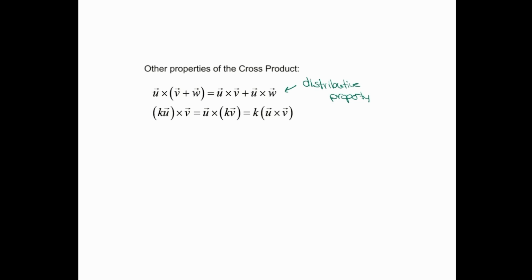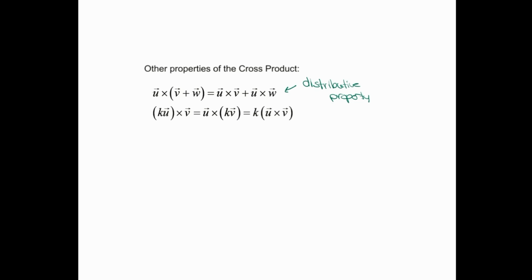The second one there is that the order you multiply a scalar by doesn't matter. So if I have k times vector u crossed with v, that's going to be the same as vector u crossed with k times vector v, which is also the same as saying k times vector u crossed by vector v.